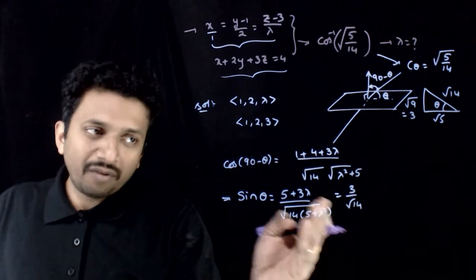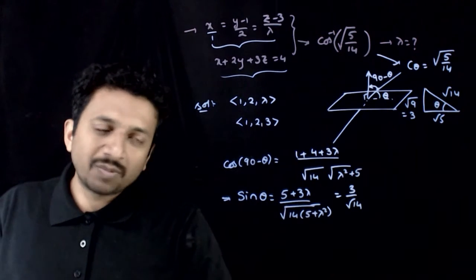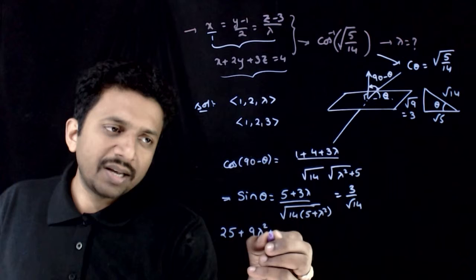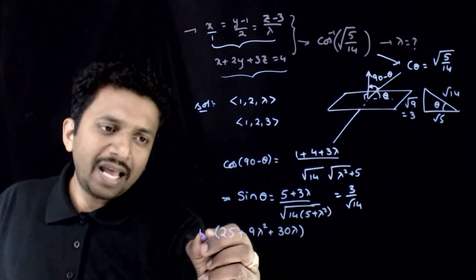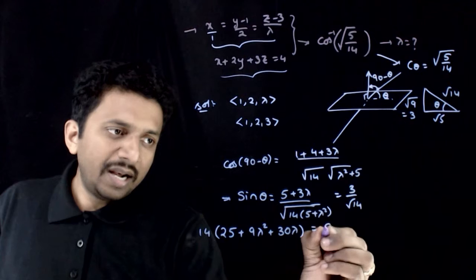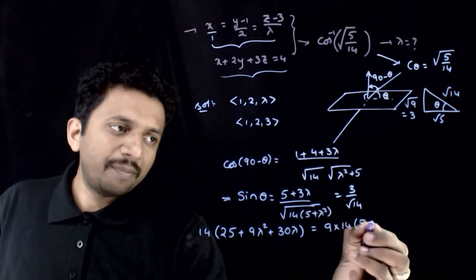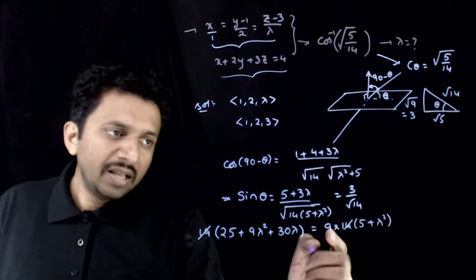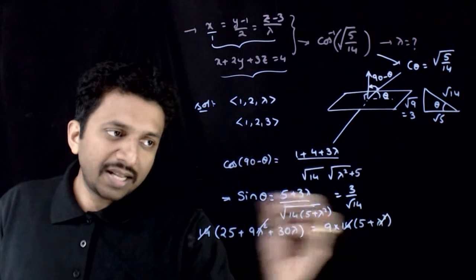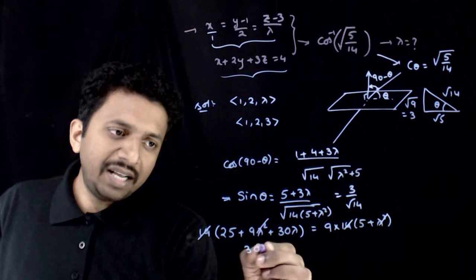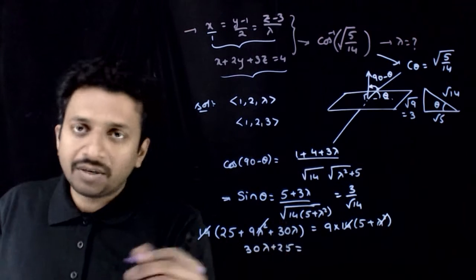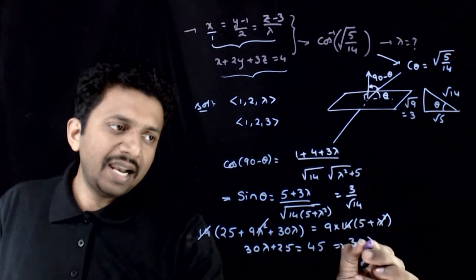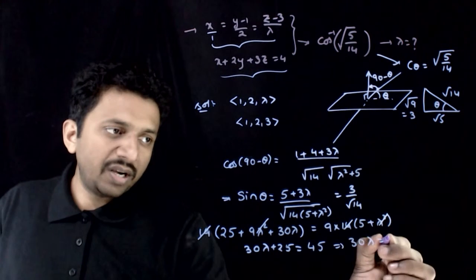So now we need to solve for lambda. So let us square it on both sides and cross multiply. So 25 plus 9 lambda square plus 30 lambda times 14 is equal to 9 times 14 times 5 plus lambda square. So 14 and this 14 gets cancelled. So 9 lambda square and 9 lambda square also gets cancelled. So effectively you have 30 lambda plus 25 is equal to 9 5s are 45. This implies 30 lambda is equal to 45 minus 25 is 20.